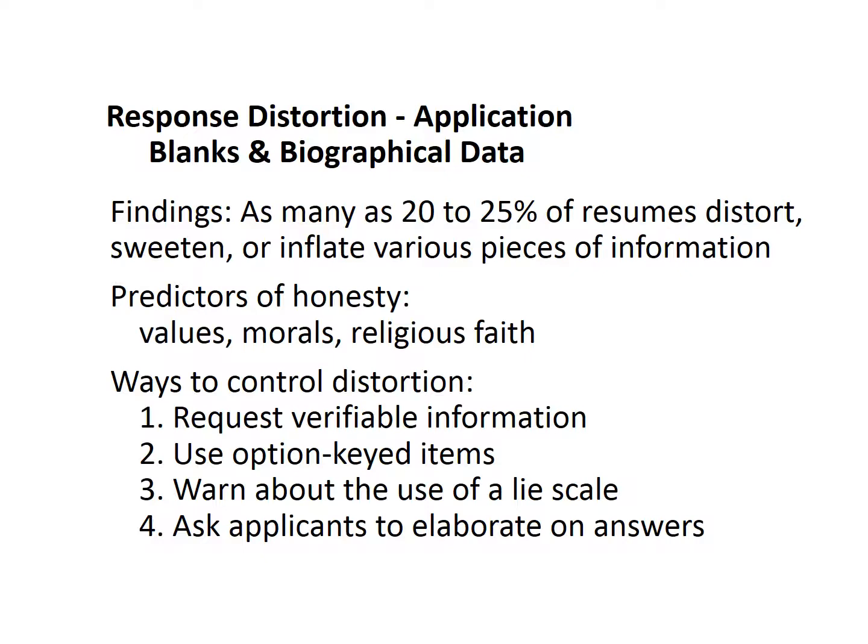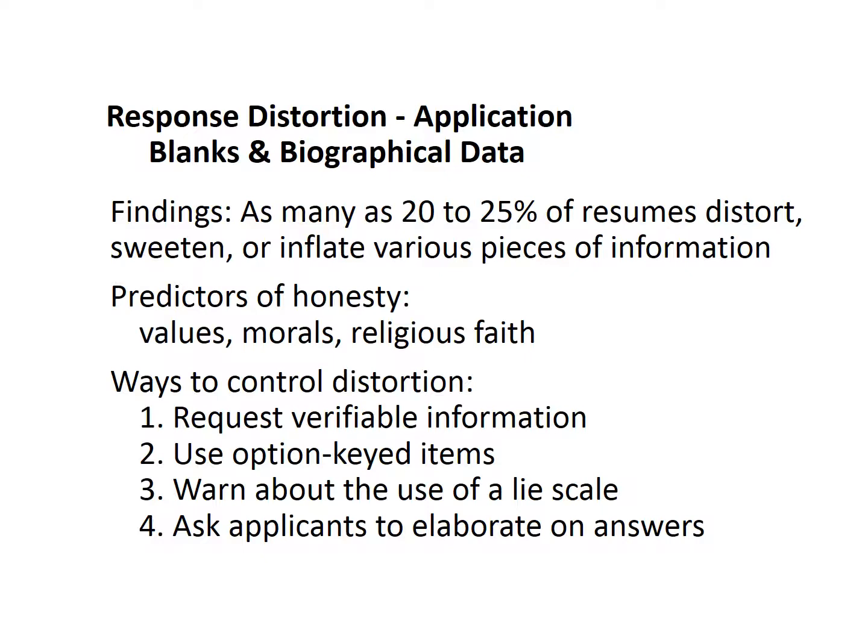So some attempts have been made to make predictors of honesty, in other words, looking for values, morals, and religious faith, and all of these have been found to be related to the likelihood of someone lying. So the more someone considers values and morals an important part of who they are, the more someone considers their religiosity to be an important part of who they are, usually they're less likely to distort information on biographical data. So some organizations actually look for indications of this in the actual biodata to value that information a little bit more highly. In other words, we're assuming it's less likely to be distorted. There are other ways to control distortion.